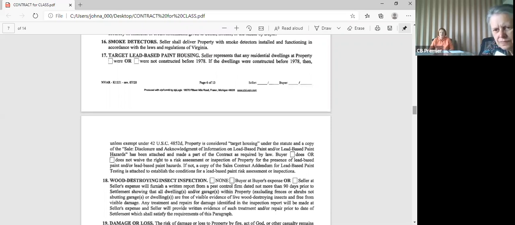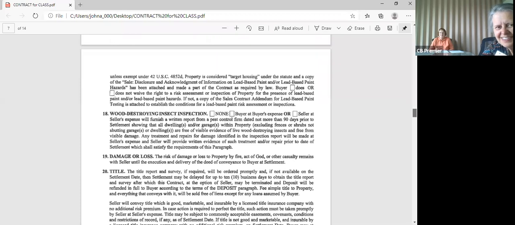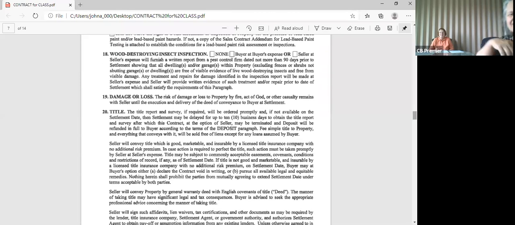Oh, the good old wood destroying insects there. Let's see. Now, depending on who you work for, I guess you'll ask the seller or the buyer, whichever side of the transaction you're on, to get this done 90 days prior to closing.